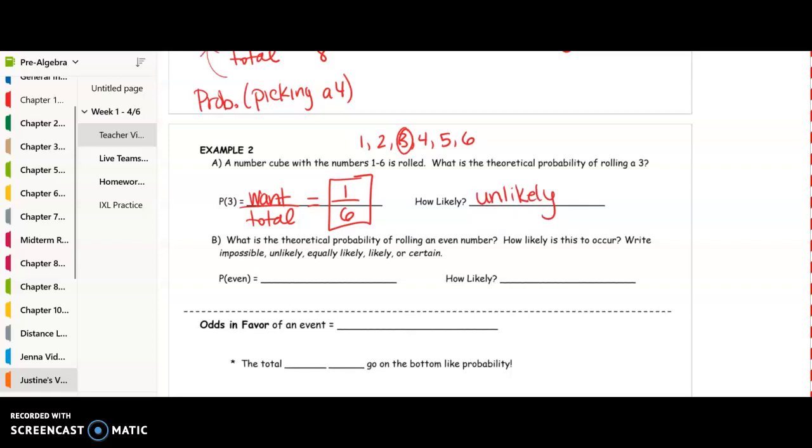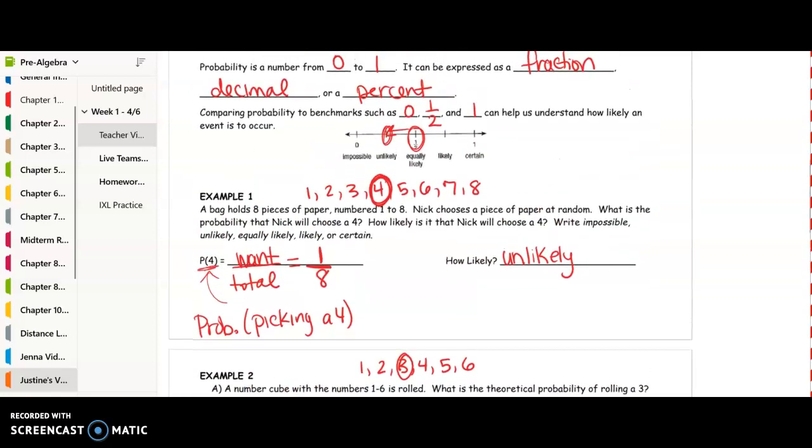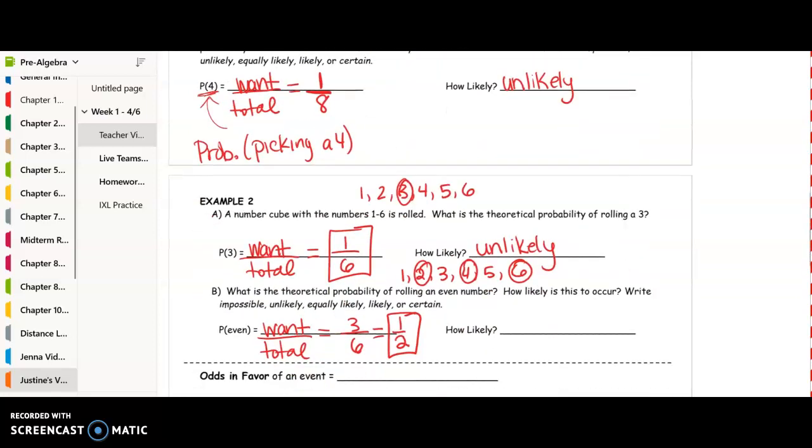All right, so for B, what is the theoretical probability of rolling an even number? How likely is this to occur? So again, if we list out all of our possible numbers, and then we look at our even numbers, so we have 2, 4, and 6. Okay, so we want an even number over the total possible numbers. So we have 3 even numbers out of 6 possible numbers, which would give us a 1/2 chance of happening. Okay, so we know that 1/2, again, if we look up at our chart here on the number line, is equally likely.